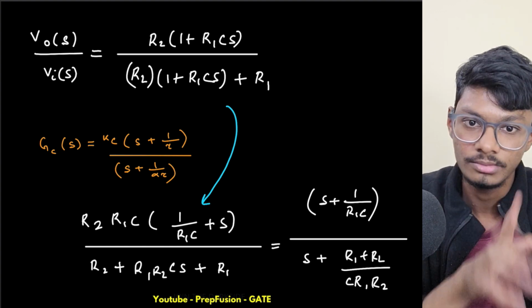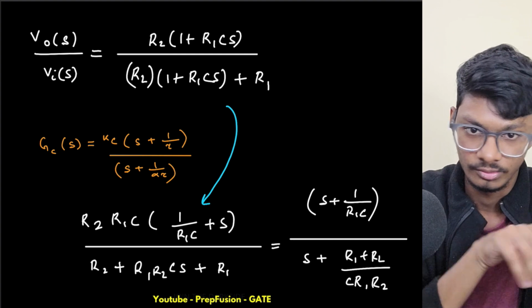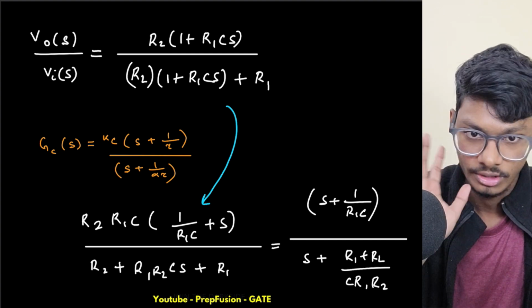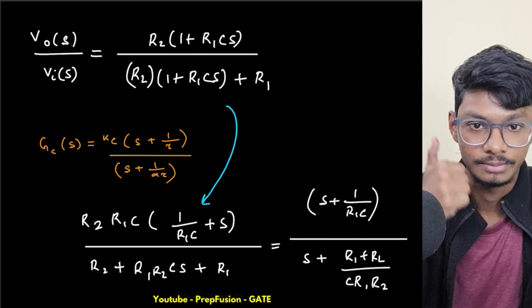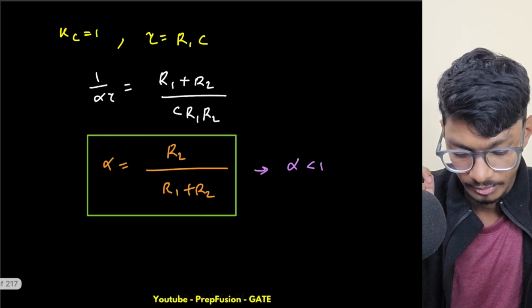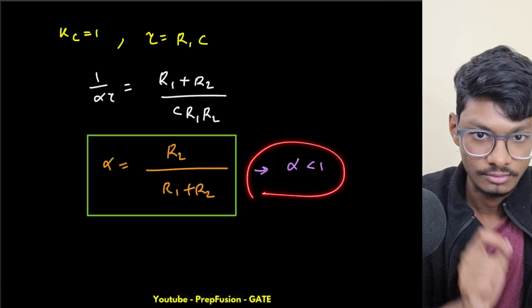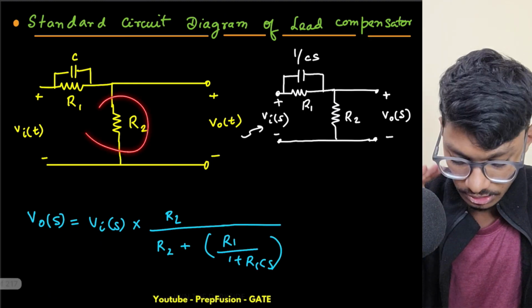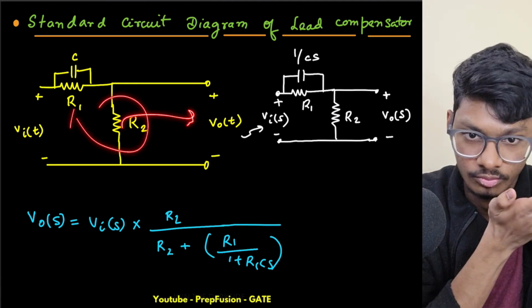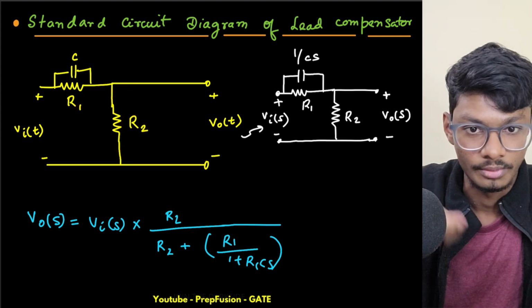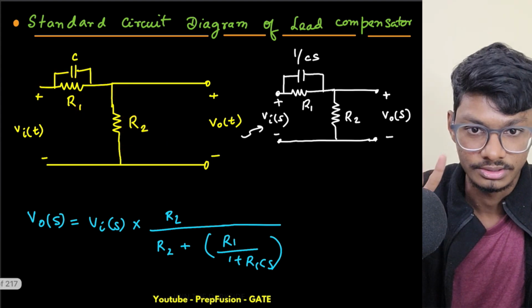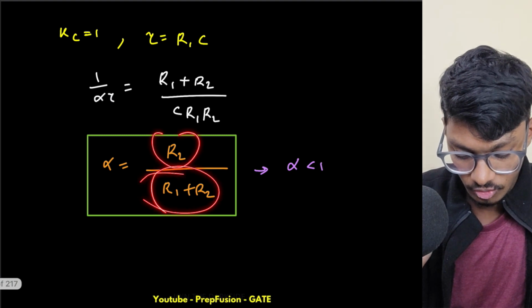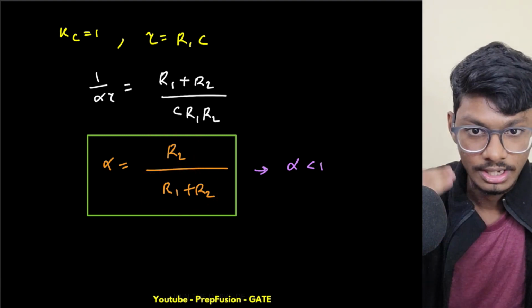It is phi m equals sine inverse of (1 minus alpha) divided by (1 plus alpha). So that you can remember, if you find the value of alpha, you can find the maximum phase. So how to remember alpha? Alpha will always be less than 1 for a lead compensator. So what will be in the numerator? The numerator will be the resistor nearest to the output, R2, and the denominator will be the sum of these two resistors, R1 plus R2. So alpha is R2 by R1 plus R2.